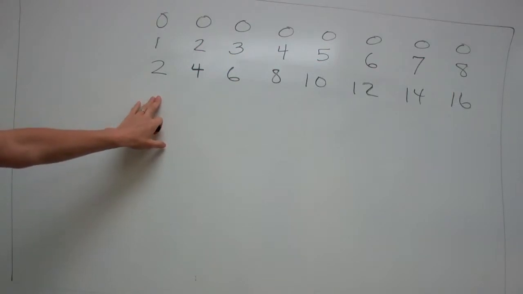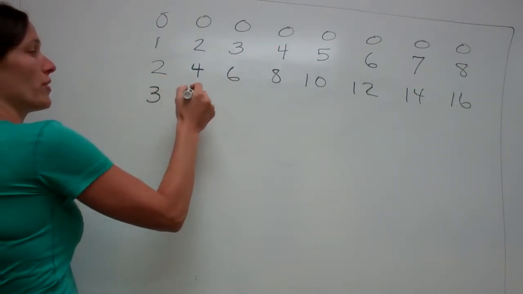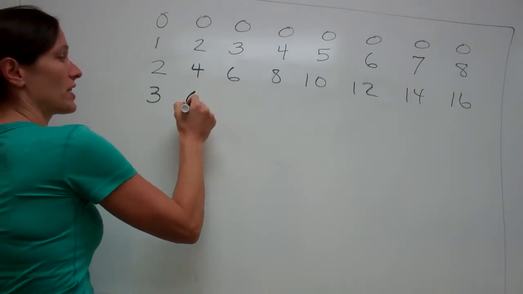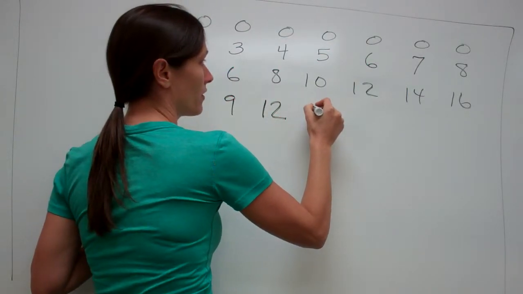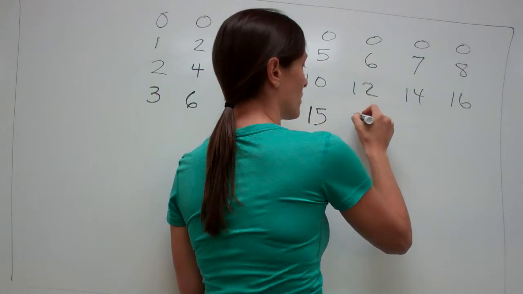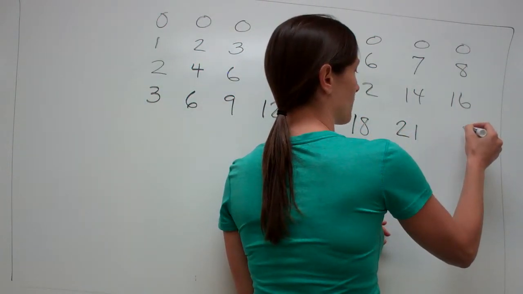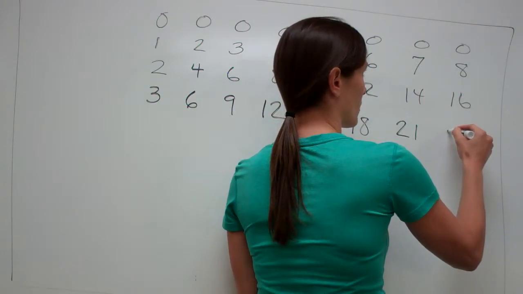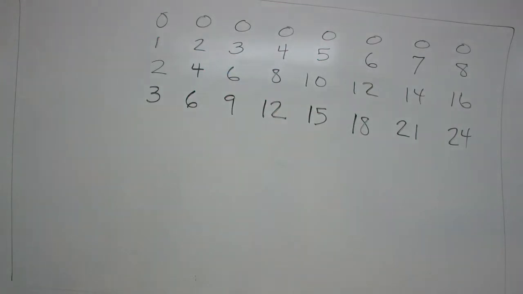Now we're going to do threes. 3 times 2 is 6. 3 times 3 is 9. 3 times 4, 12. 3 times 5, 15. 3 times 6, 18. 3 times 7, 21. And 3 times 8, 24. Okay, now we're just going up to 8 right now.